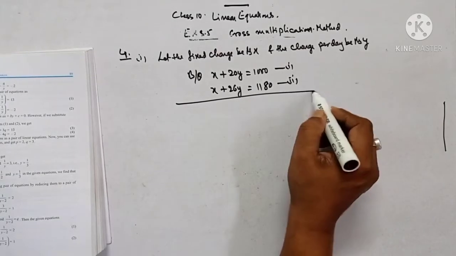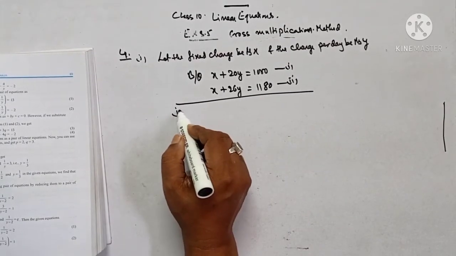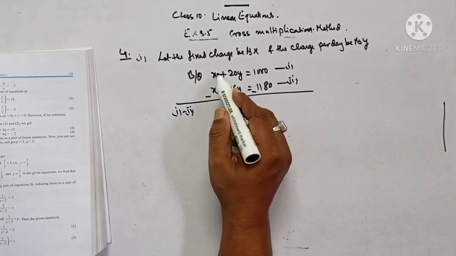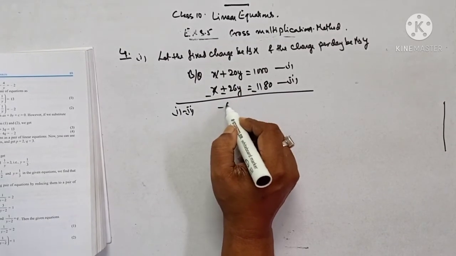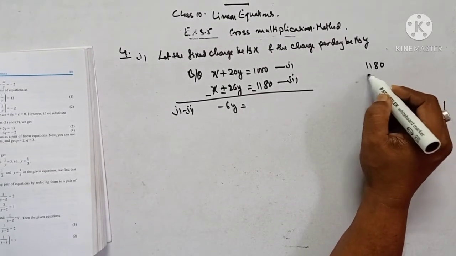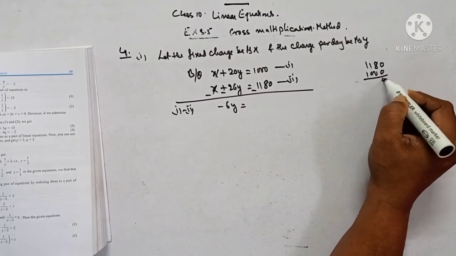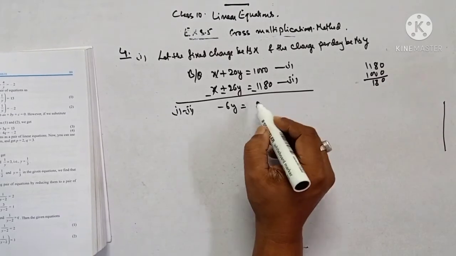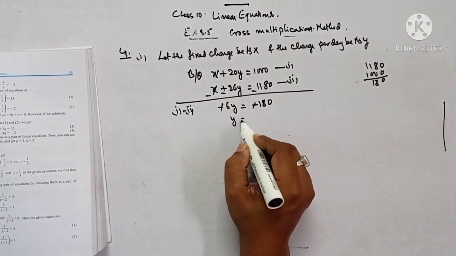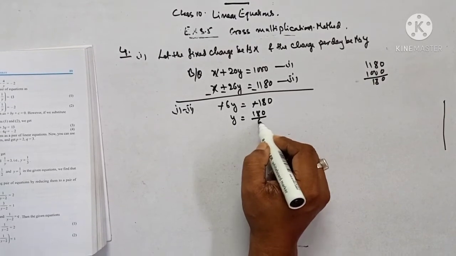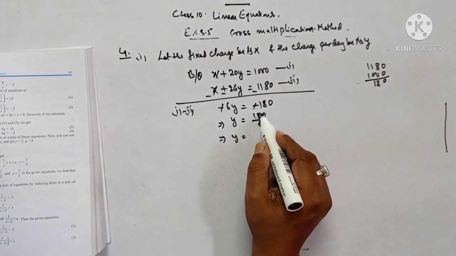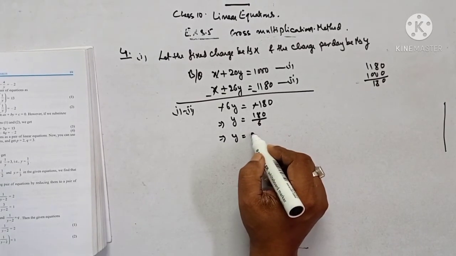Now I am taking the help of the elimination method, that is equation 1 minus equation 2, signs change. So x cancels out and this will be minus 6y equals 1000 minus 1180, which is minus 180. The minus cancels out, so y is equal to 180 by 6. So y is equal to 30.